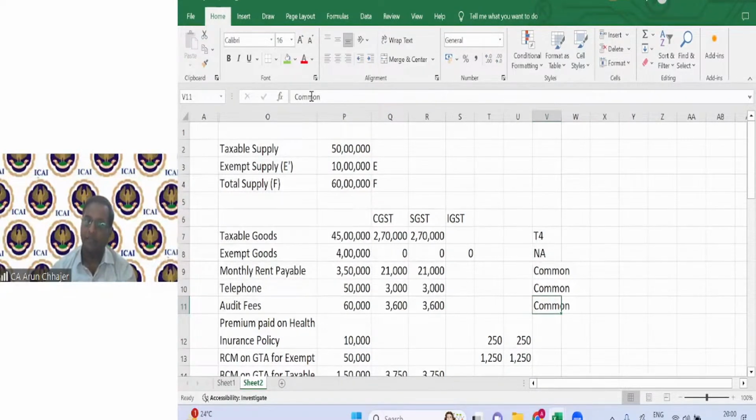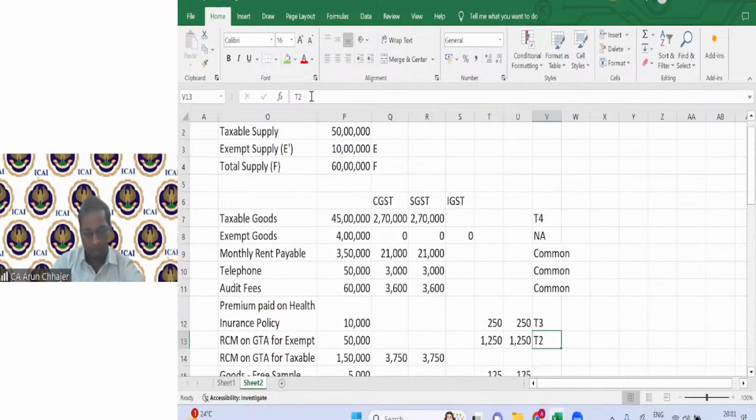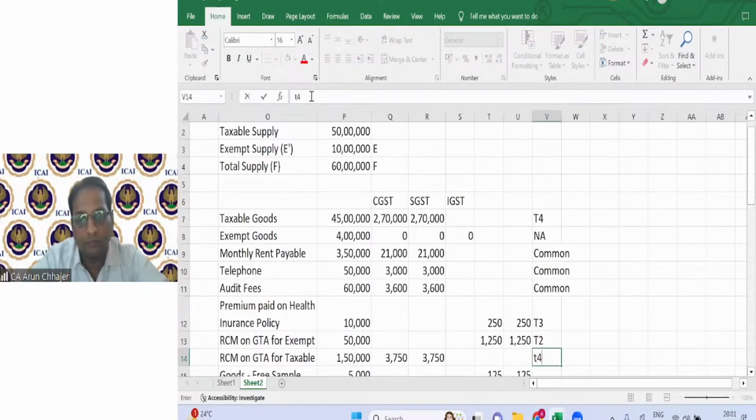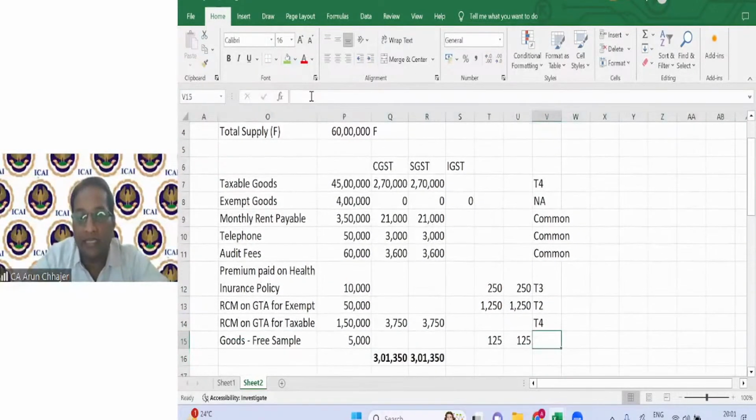The answer is T3. It is blocked credit, isn't it? It is block credit. So T3. RCM on GTA for exempt supply: RCM on GTA, and which item is the exempt supply one? So we can say it is T2. RCM on GTA for taxable supplies: what should I use for it? RCM on GTA for taxable: T4. Free sample: again, it is under the block credit.